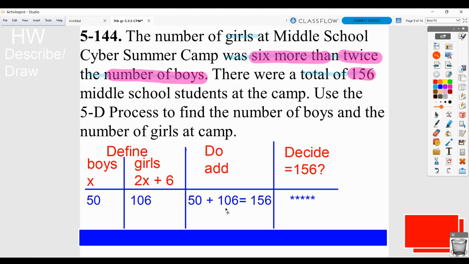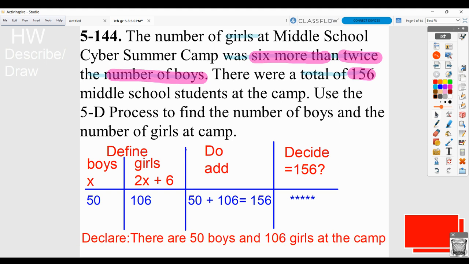We'd show that we added 50 plus 106 and get 156, which means ding, ding, ding, we have an answer that works. And then our last part would be to declare our answer. So we would declare that there are 50 boys and 106 girls at the camp.